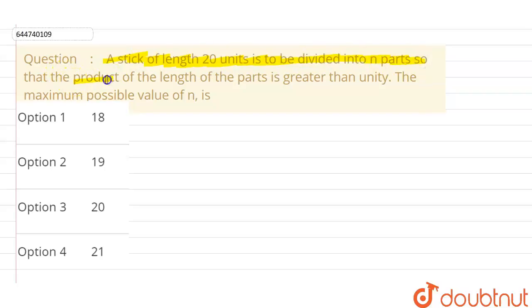Our question is: a stick of length 20 units is to be divided into n parts so that the product of the length of the parts is greater than unity. The maximum possible value of n is. Okay, so here there is a stick of length 20 units to be divided into n parts.